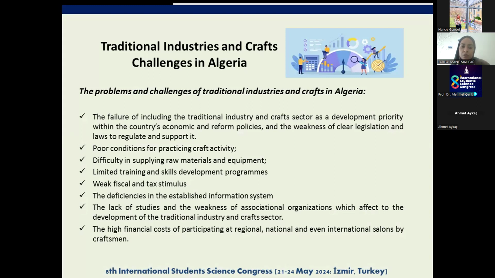Poor conditions for practicing craft activity, difficulty in supplying raw materials and equipment, weak fiscal and tax stimulus, the deficiencies in the established information system, the lack of studies and the weakness of associational organizations, which affect the development of the traditional industry and craft sector, and the high financial cost of participating in regional, national, and even international salons by craftsmen.